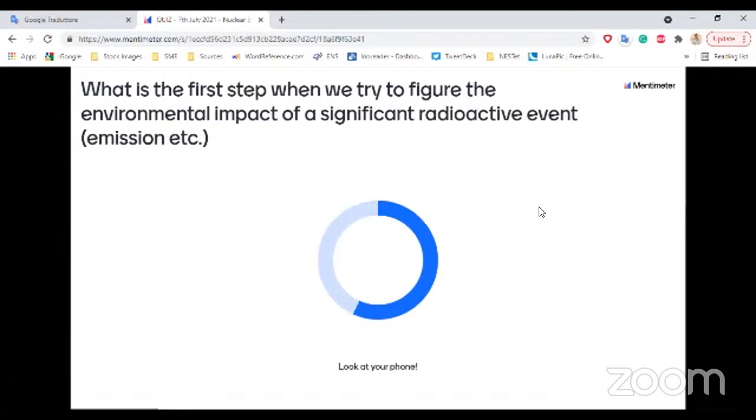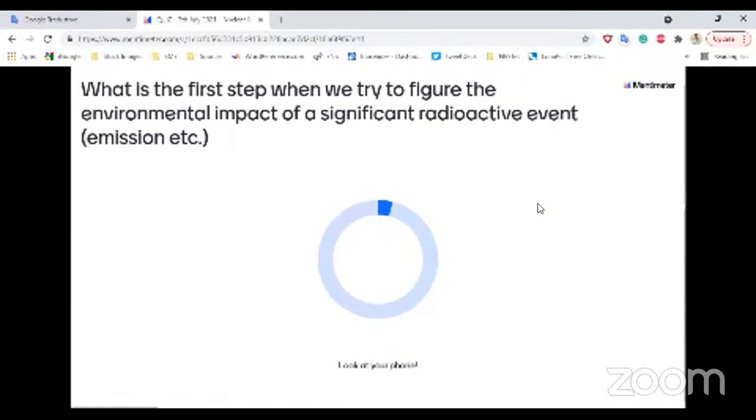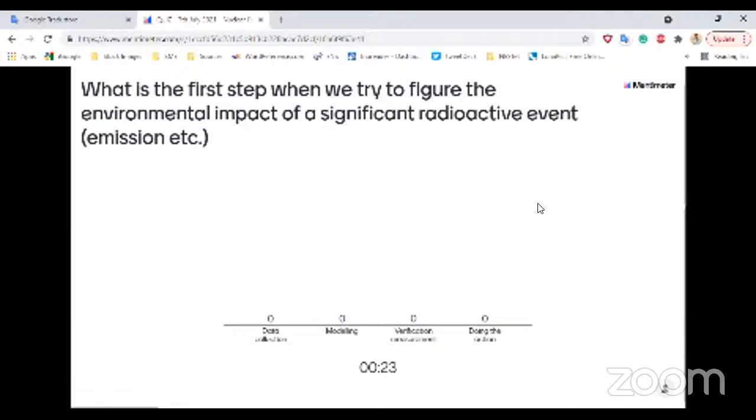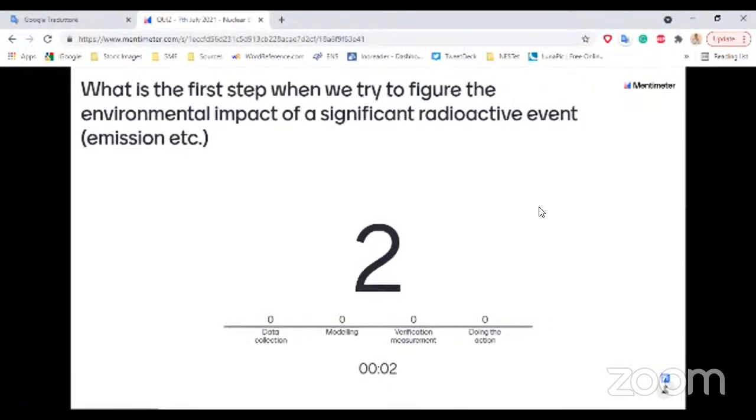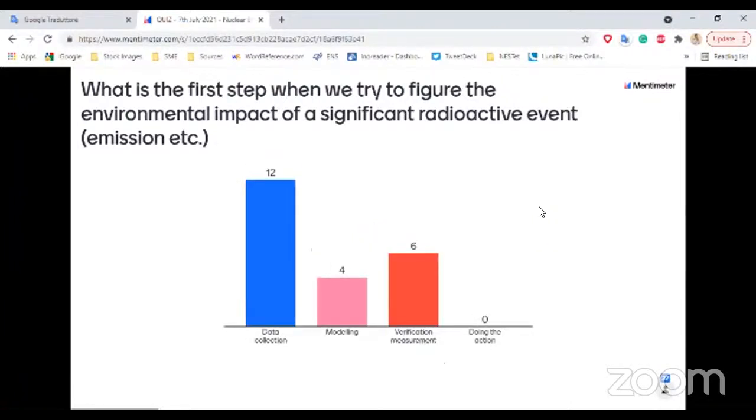What is the first step when we try to figure the environmental impact of a significant radioactive event? Data collection, modeling, verification, measurement, or doing the action? So what to do? Yes, the correct answer is data collection.